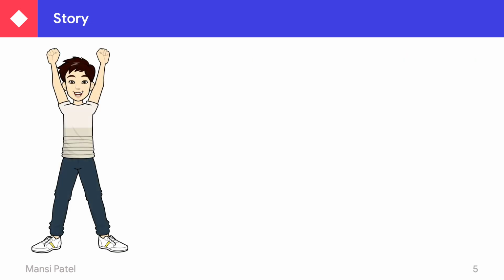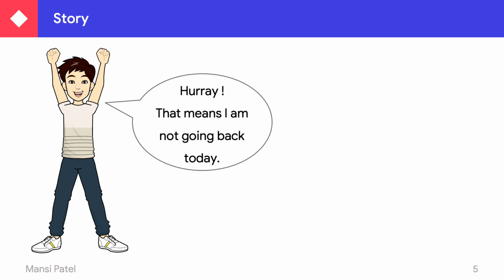When Tutun knows that they missed their train, he says, "Hooray! That means I am not going back today." He wants this thing and he also gets this thing. He doesn't want to go and the thing happens like that only. They missed their train. Therefore, they did not go back.